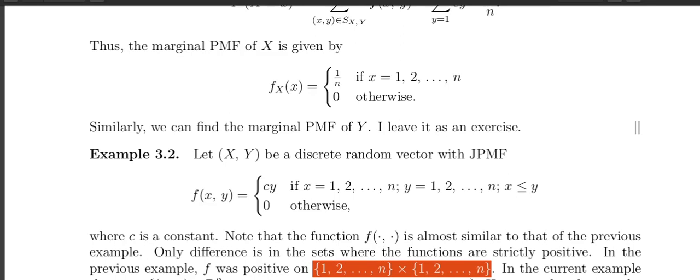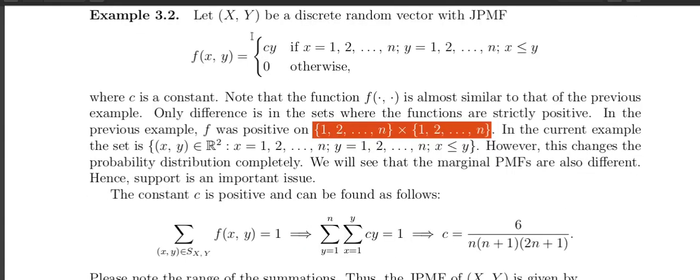But now the support is different. The support is basically all pairs (x,y) belonging to R square, where X can take value 1 to n, Y can take value 1 to n, with the restriction that X is less than or equal to Y. So it is not now a square, but a triangle. It is basically nothing but the upper triangle part of a square.